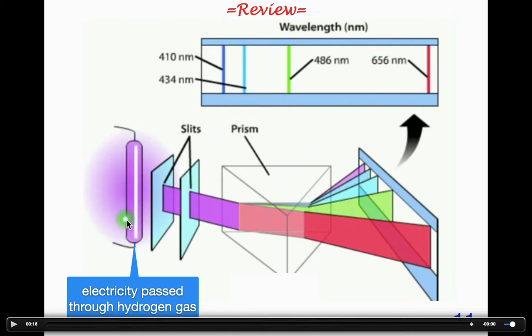You might remember the emission spectrum lab that you did last year had different glass tubes that electricity was being passed through and it produced light. One of them was a lavender color, and that was the unknown, you might remember, and that was hydrogen.